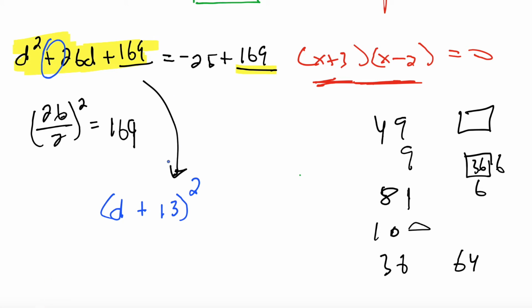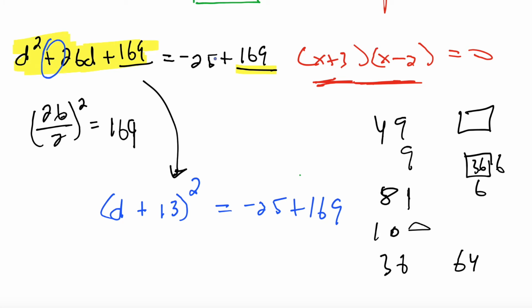Sometimes there's fractions, like 169 over 9. You're like, oh my god, what do I do? Well, it's 13 over 3. Yeah, 13 over 3. And if you FOIL it open, it'll work out to that. Okay. So then that's equal to negative 25 plus 169.